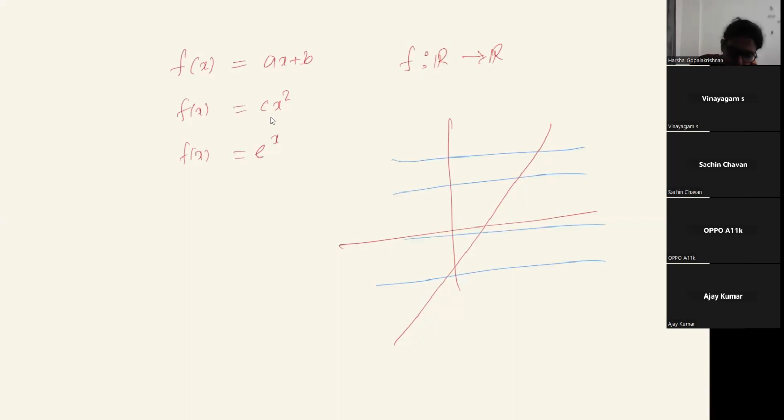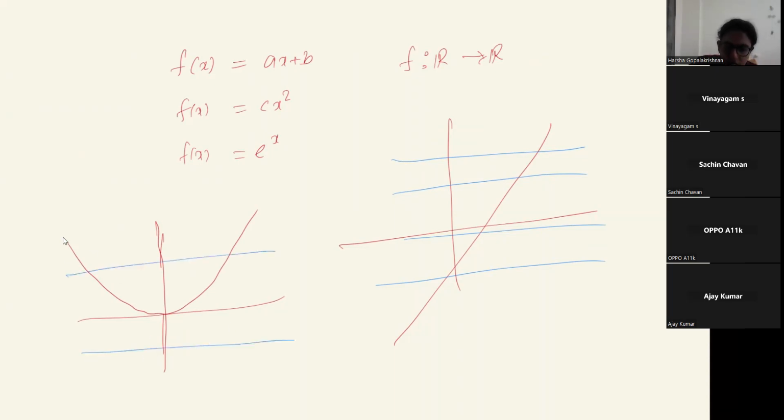But if I am taking cx square, it will be something like this. Here, the horizontal line test fails for ontoness. The second horizontal line does not intersect the graph, so it is not onto. So it just depends on what kind of function you are getting, and from which domain to which domain it is defined.